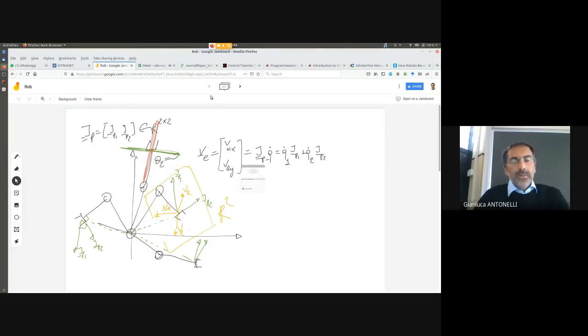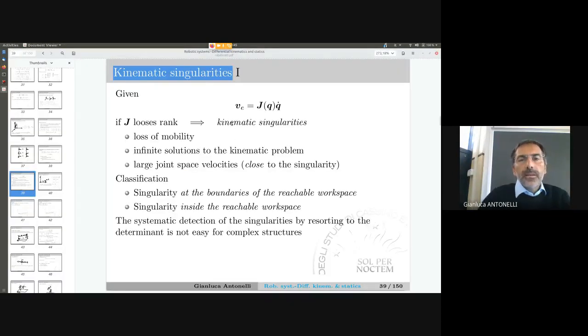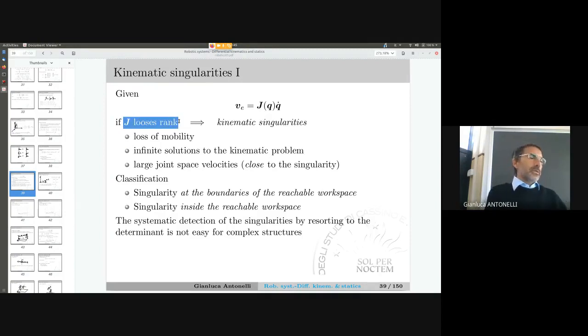But now we will give several interpretations of this. Actually, this is not the only configuration, because I can also have another configuration for a planar two-link robot. This is theta 2 equal to pi. Okay, it's the same. In the slides, I have some better drawings for those configurations. Kinematic singularities, from the mathematical aspect, the definition is a loss of rank of J.